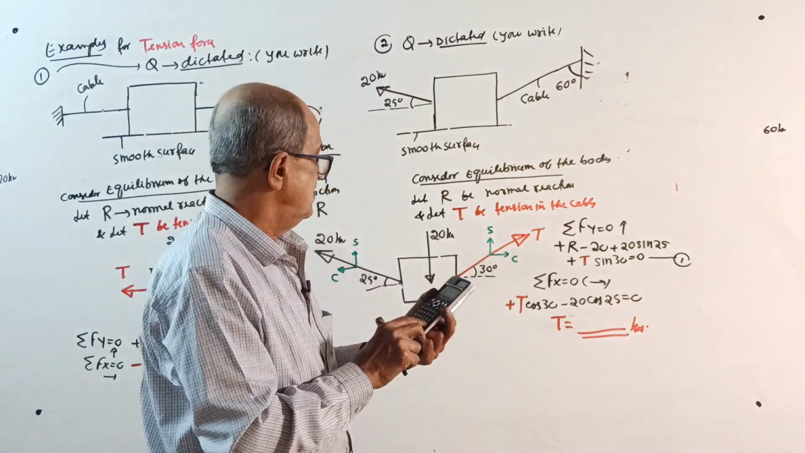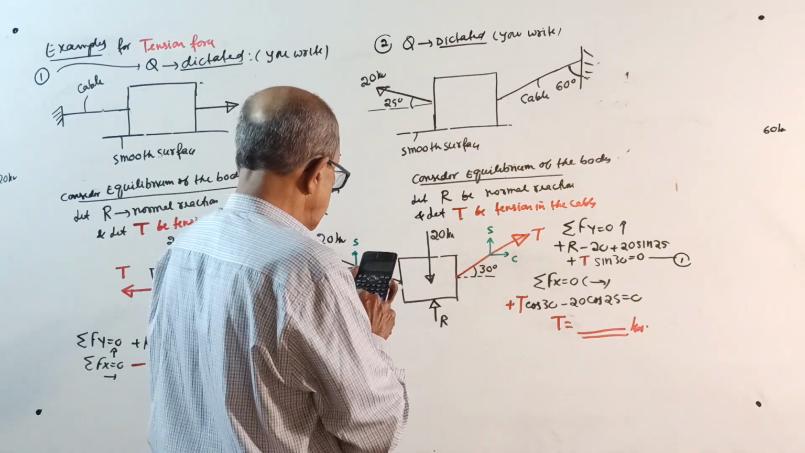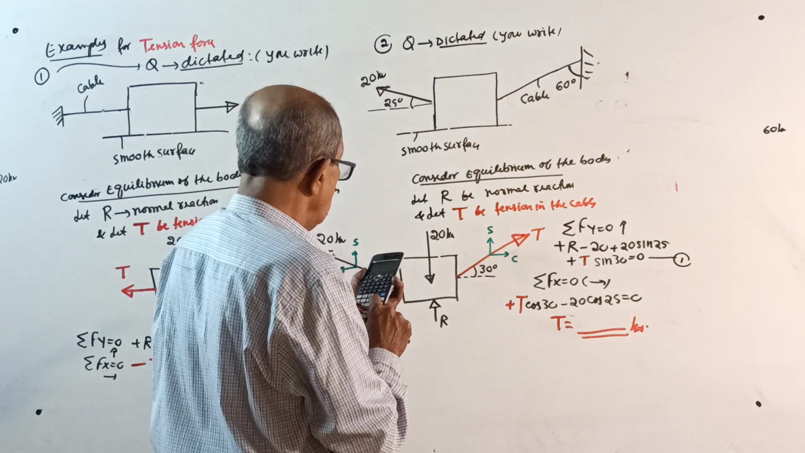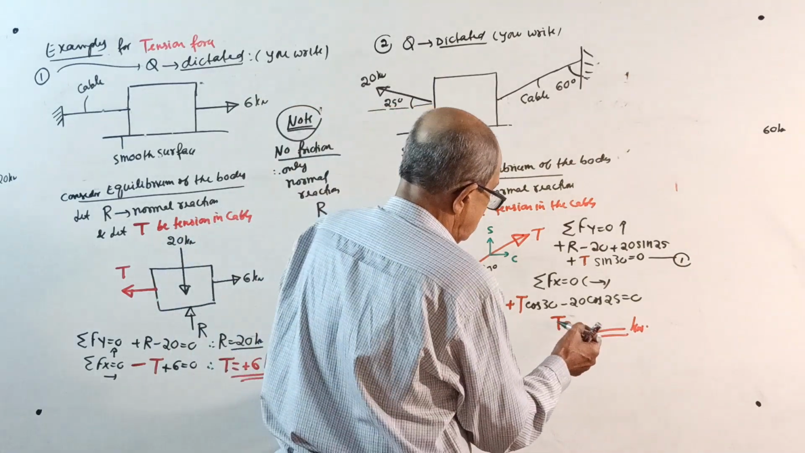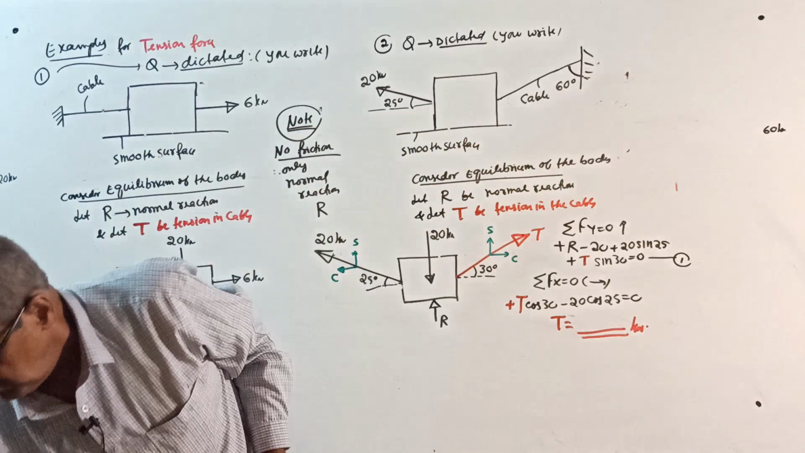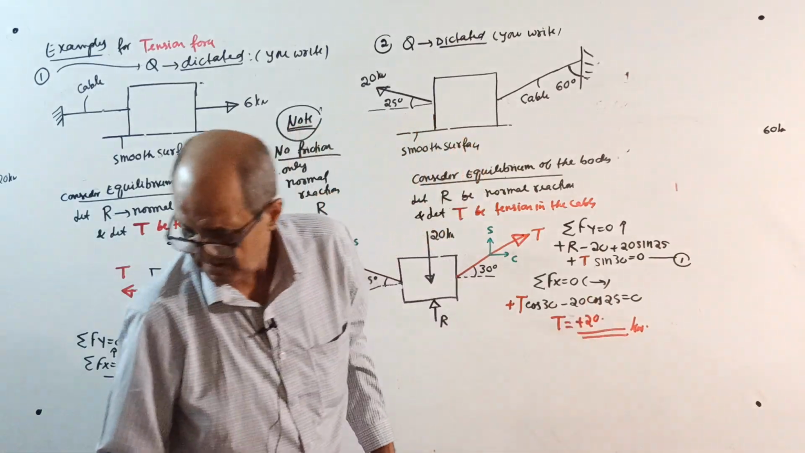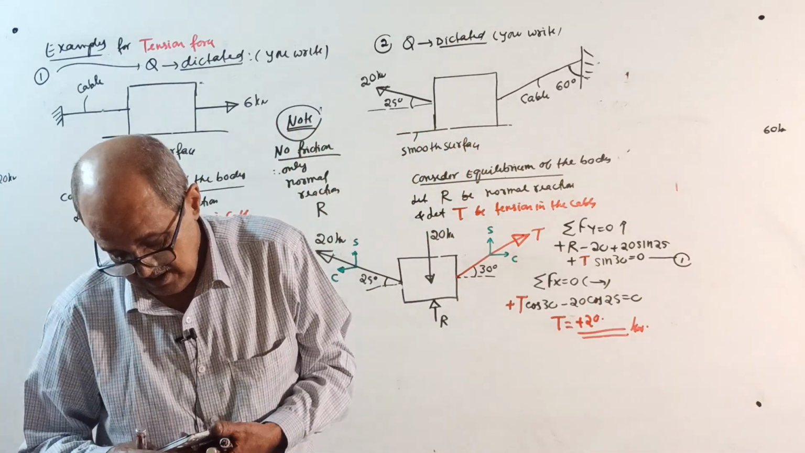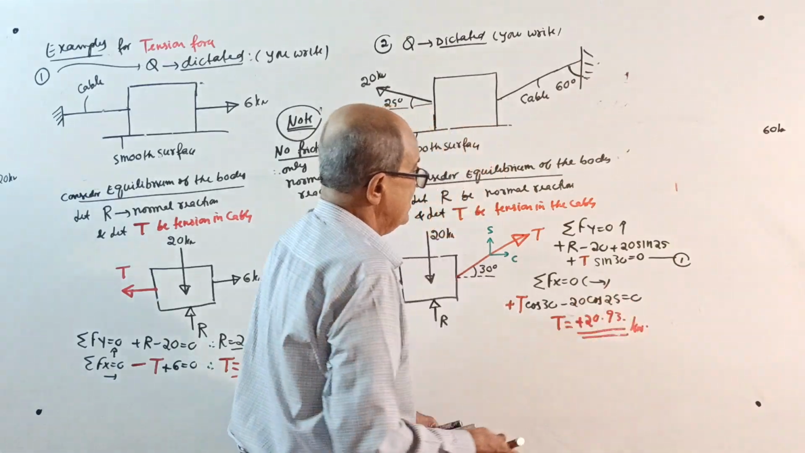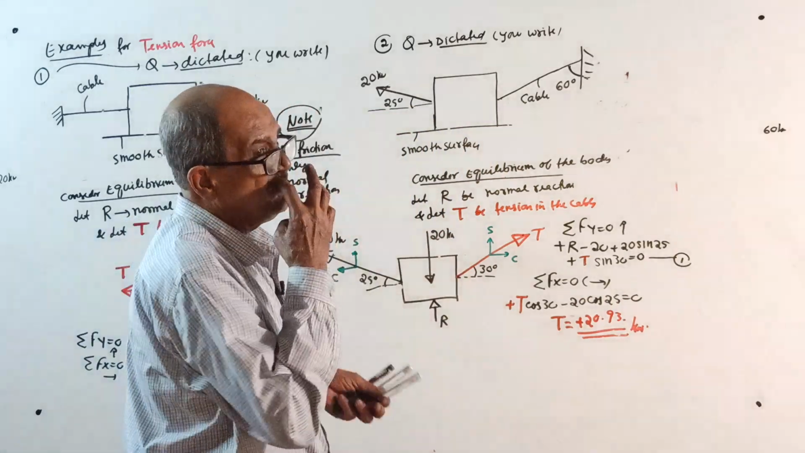that compression tension. Okay, it will come 20 into cos 25 divided by cos 30. The answer will come plus 20.933 kilonewton. Over. Make a note here. Somebody will ask, what about reaction R? No, the question is only to find tension, that's all.